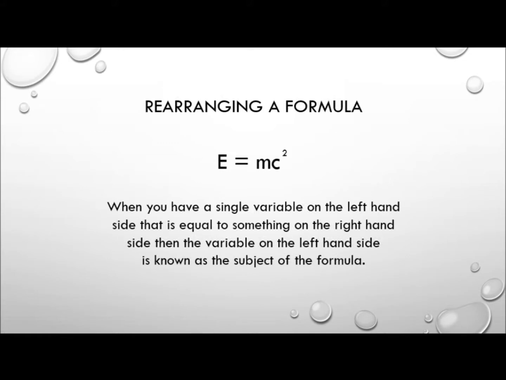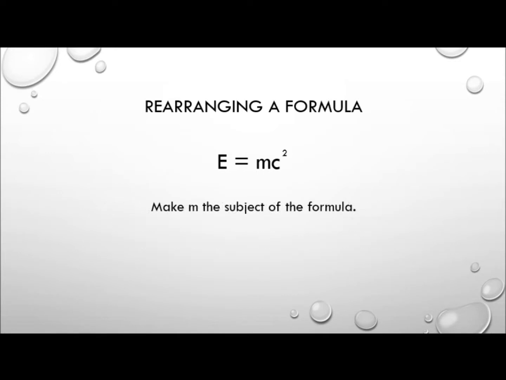When you have a single variable on the left hand side that is equal to something on the right hand side, then the variable on the left hand side is known as the subject of the formula. In the case of E equals mc squared, E is the subject of this formula. Sometimes on an exam you'll be given a formula and you'll be asked to make another variable the subject of the formula. So let's take something like E equals mc squared and make m the subject of the formula.